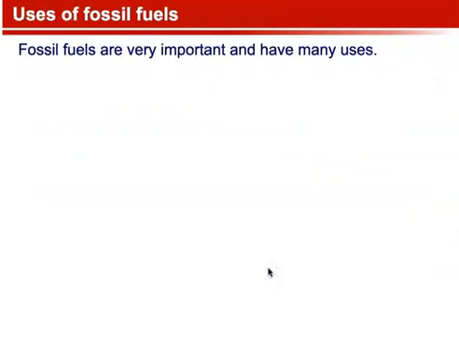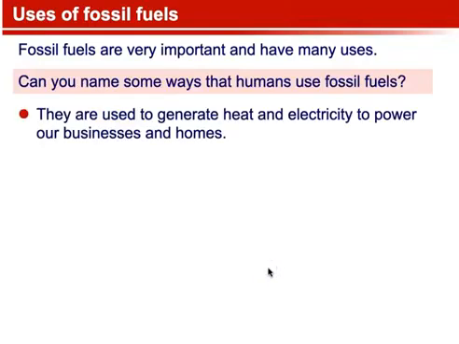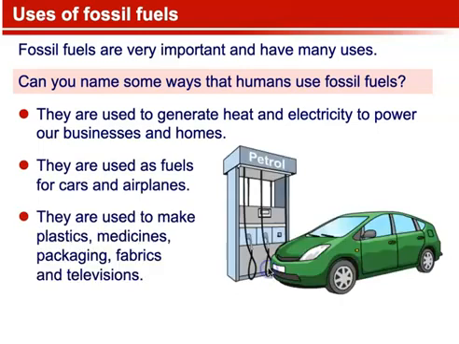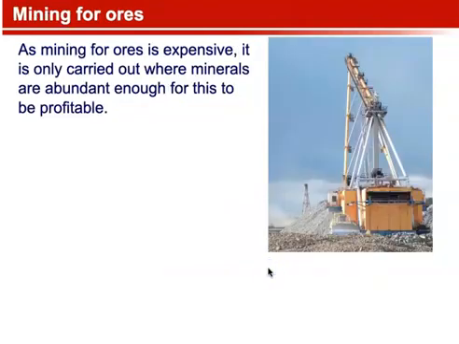Uses of fossil fuels. Fossil fuels are very important and have many uses. Can you name some of the ways that we use fossil fuels? We use them to generate heat and electricity to power our businesses and homes. They're used as fuels for cars and airplanes. And they are used to make plastics, medicines, packaging, fabrics, and televisions. We use fossil fuels for just about everything.